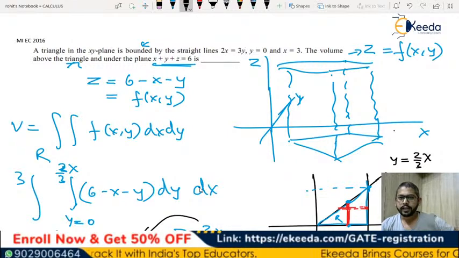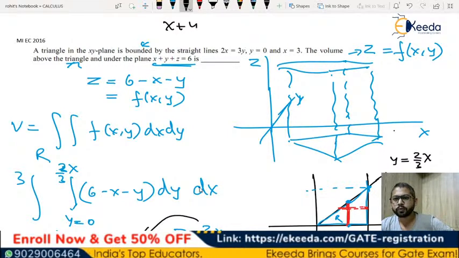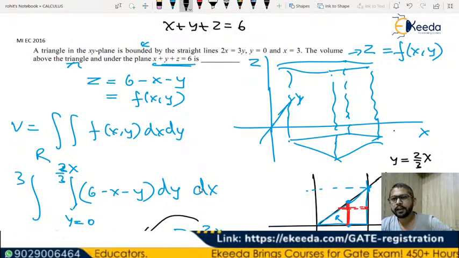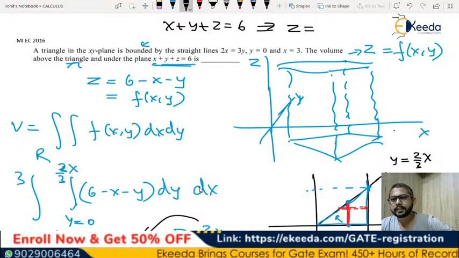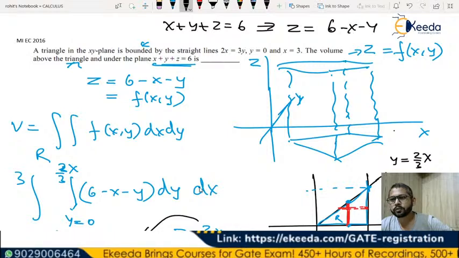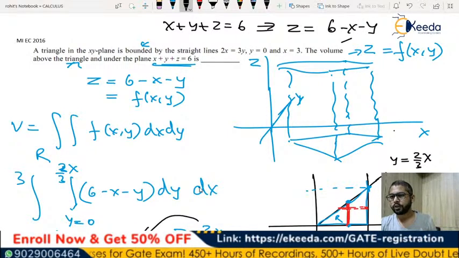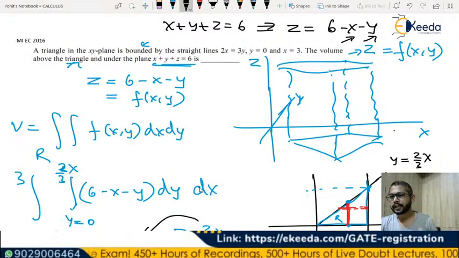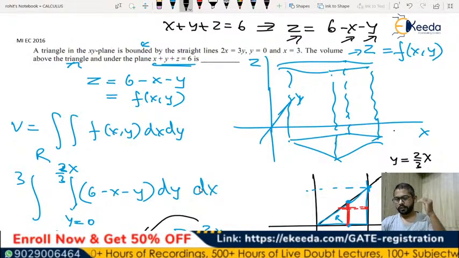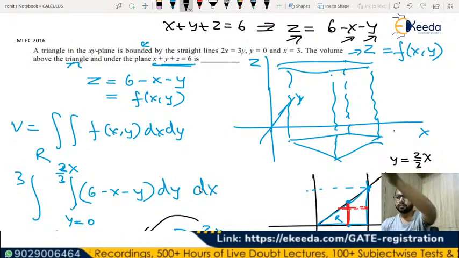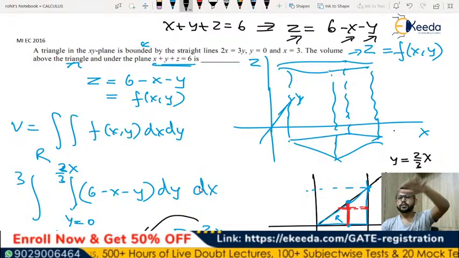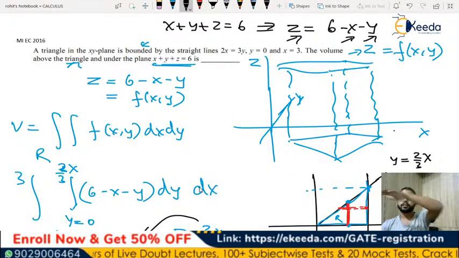Similarly, for x plus y plus z equal to 6, we can rewrite it as z equal to 6 minus x minus y. For each point of x and y, if you start putting in values, you will get the value of z. If you start getting the values of z, you will be making a surface in this 3 dimension, right?